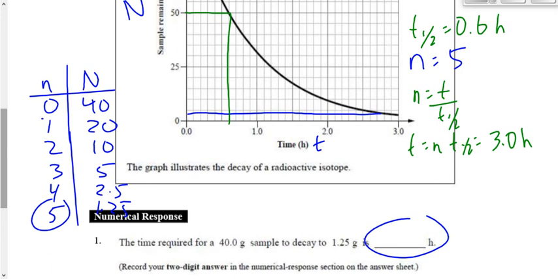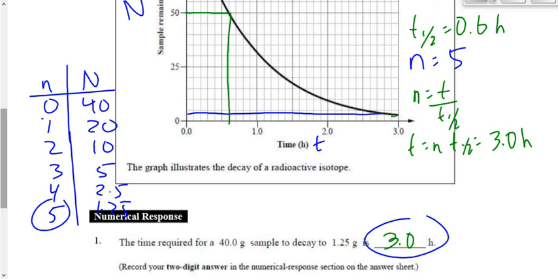So my answer is 3.0 hours there. Good. And then look, when I look back to my original here, it looks to be pretty darn close there, right? Just hard to get that exact number if we just went over and down the first.